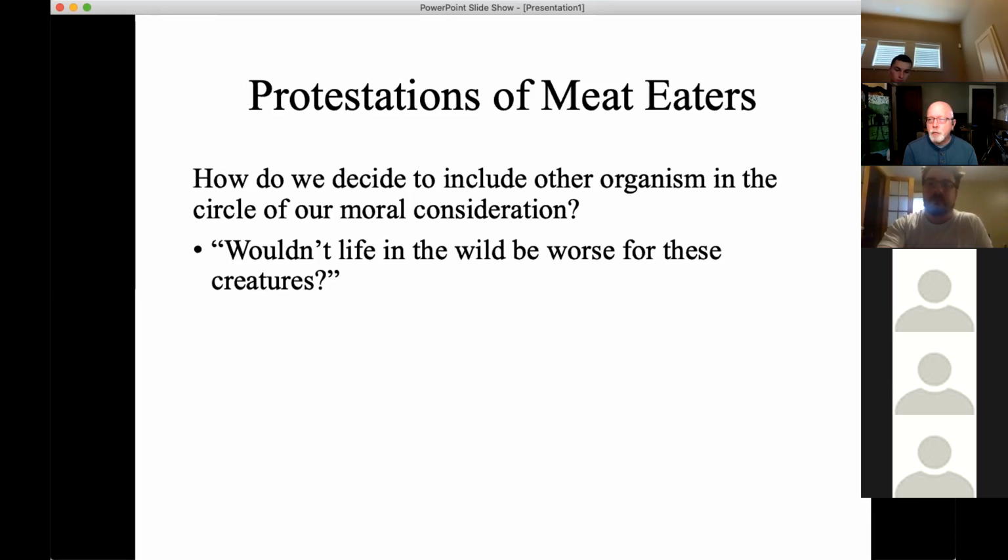Would life in the wild be worse for these creatures? Blair says, yes, probably. Anyone else want to chime in? Blake, you have been silent all day. Well, I'm just curious if you're wondering about animals that are in a zoo now or cows that are just kept on a farm. Well, we're actually talking about food, so I'm thinking about cows and sheep and pigs and chickens.